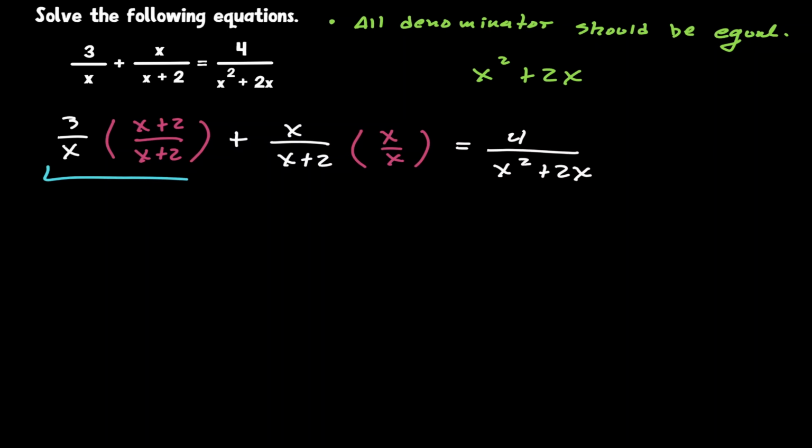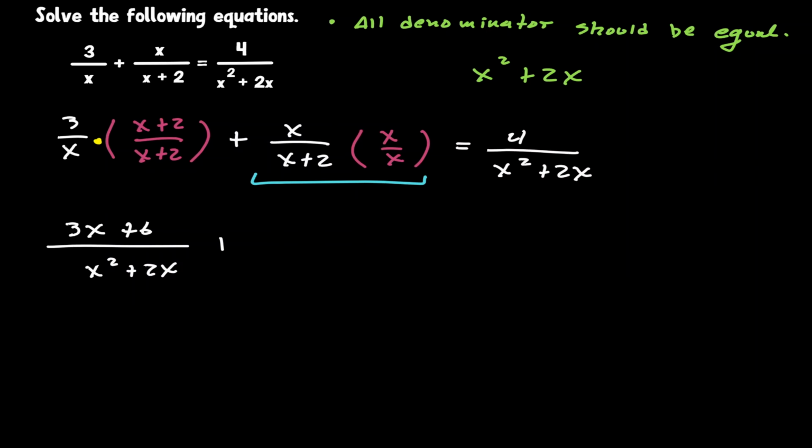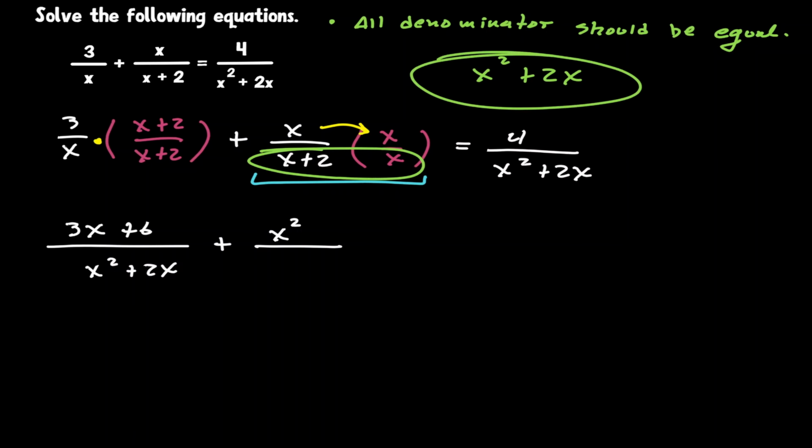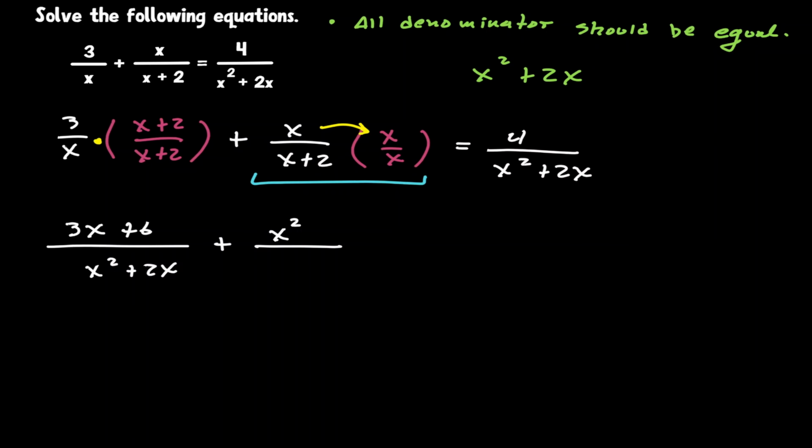So now let's multiply each fraction individually. Let's distribute the numerator. 3 times x, that is 3x. And 3 times 2, that is 6. Now the denominators, let's just write it as x squared plus 2x. Let's move to the next multiplication. We can distribute the numerator, that is going to give us x squared. The denominator, the multiplication is x squared plus 2x. The right hand side, let's just bring that down.